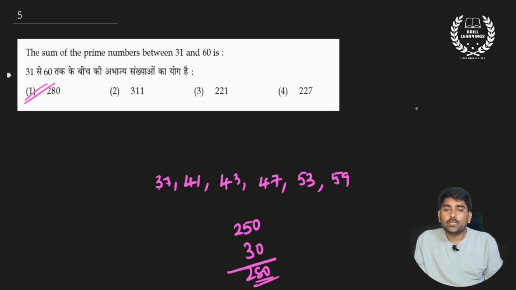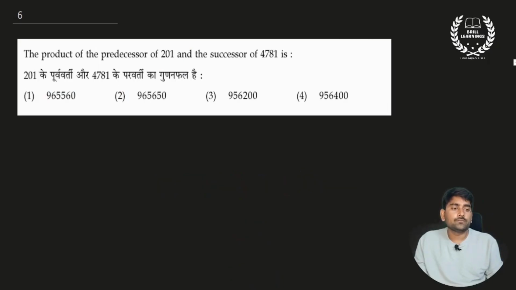If you include 31 here, you will get the second option, which is the wrong answer. So let's move on to the next question. The product of the predecessor of 201 and the successor of 4781 is. So what is predecessor? The number which comes immediately before the number which was given in the question. So what is the successor here? Successor means the number which comes immediately after the given number. So the product of those two numbers here they are asking.